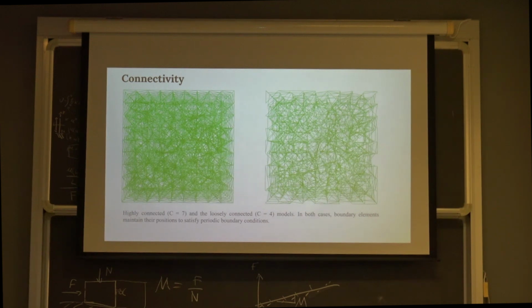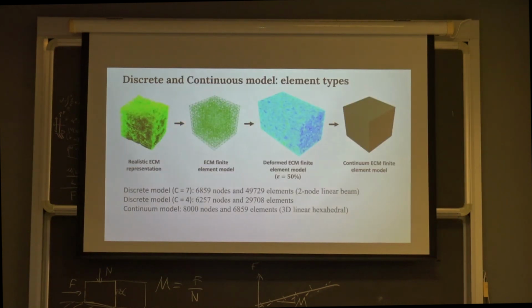We updated the algorithm to avoid elements that are not connected to any other nodes, and eventually we selected the network with a connectivity equal to 4. So we consider two cases, high connectivity and low connectivity. As a result, we have a realistic representation of the extracellular matrix.